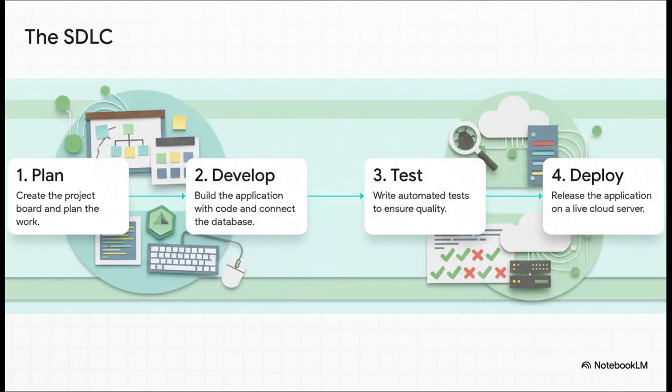So this whole cycle breaks down into four really clear stages. First, you plan what you're going to build, then you develop it, that's the coding part. After that, you test it to make sure it actually works. And finally, you deploy it so the world can use it. Simple, right? We're going to walk through each one.